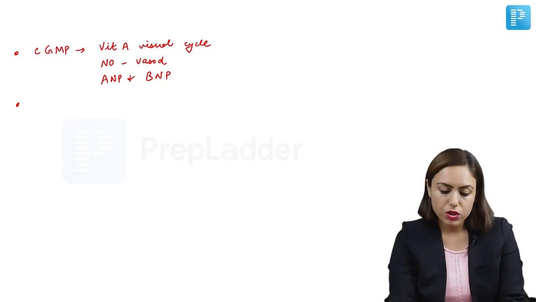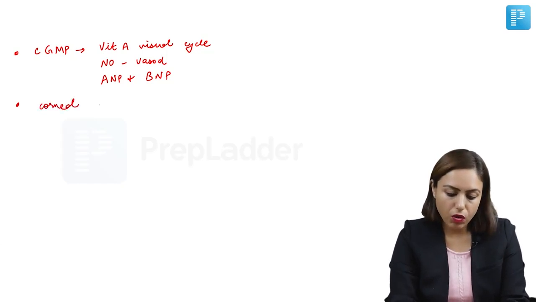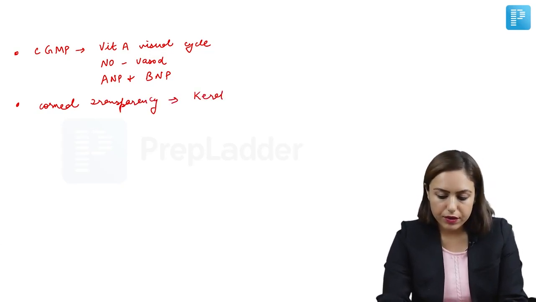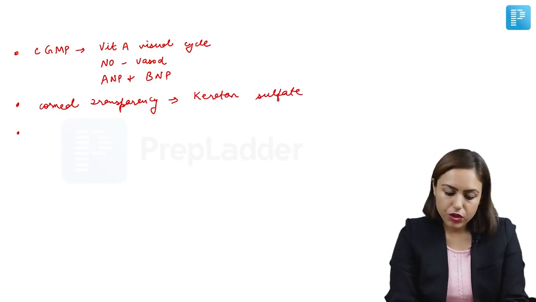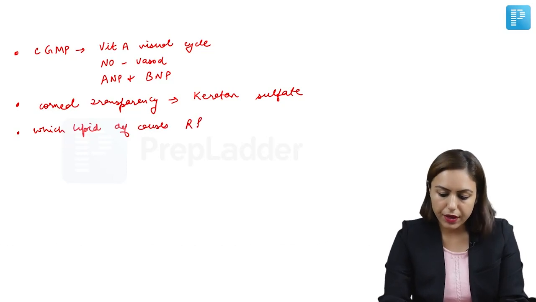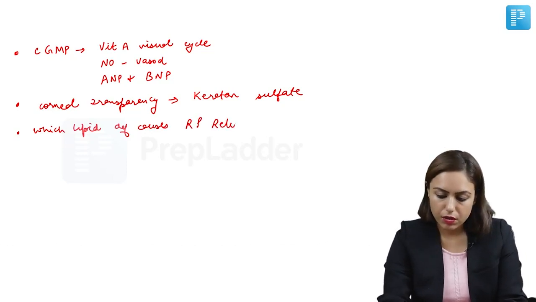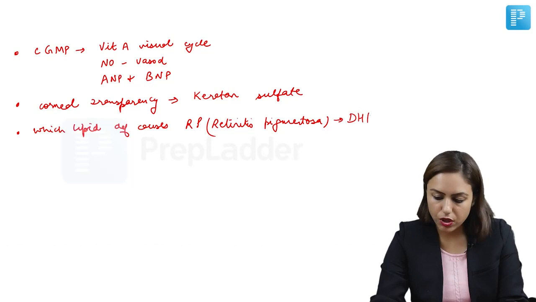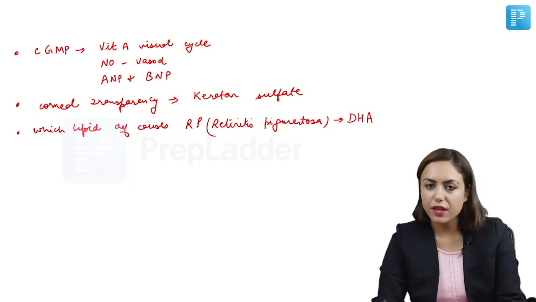Then frequently asked question is corneal transparency is due to which GAG, which glycosaminoglycan? It is keratan sulfate, right? Then which lipid deficiency causes retinitis pigmentosa? The answer here is DHA, docosahexaenoic acid, right?